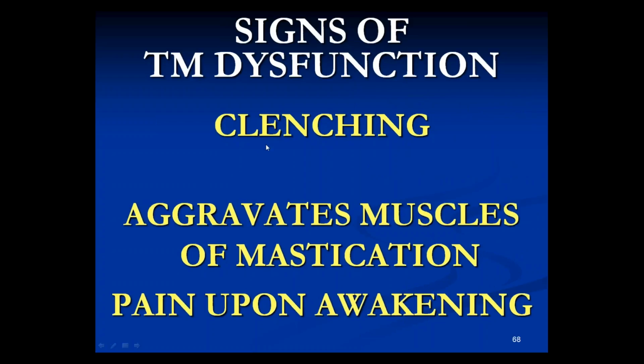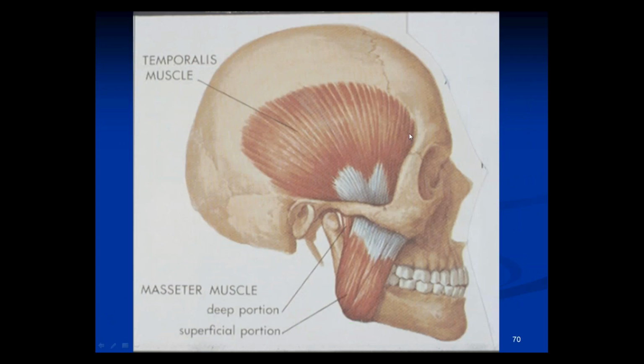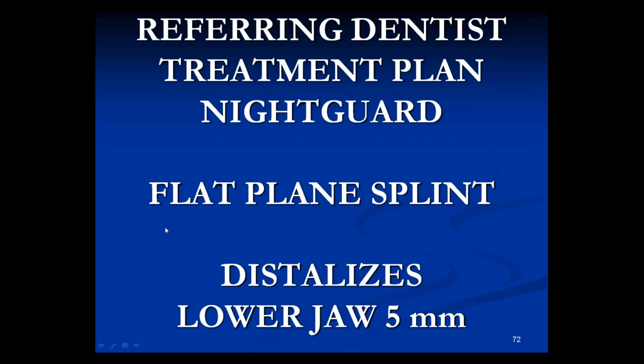So when you clench and you grind your teeth at night, you're aggravating the muscles of mastication, and you're having pain upon awakening, and they're sore upon palpation. Okay, so the pain will be right here in the temporalis muscle, down here in the masseter muscle. Check those areas if the patient is clenching and grinding at night. Okay, so if you have sore muscles, it could be an intracapsular problem because the condyle is in the wrong place, too far back, or it could be a displaced disc anteriorly, or it could be extracapsular problems from clenching and bruxing. So muscle problems can come from intracapsular or extracapsular, but always from extracapsular.